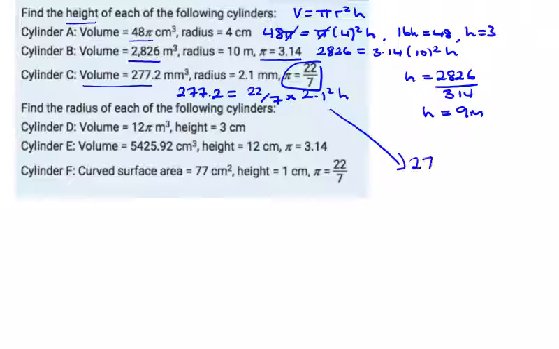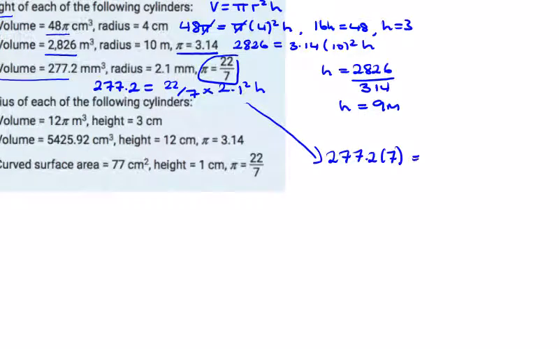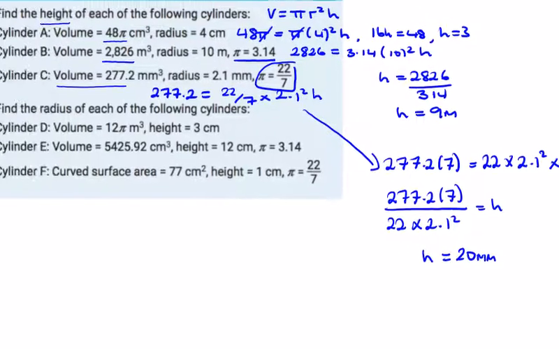We can say we'll multiply by 7, 277.2 by 7 if we cross multiply. Maybe don't take too many steps at the beginning. What are we left with on the right? We're left with 22 by 2.1 squared by h. So 277.2, rather than using your calculator too much, you can just type all of this in at the end, is equal to h. So h in this case is equal to 20. There would have been some cancellations within that question.